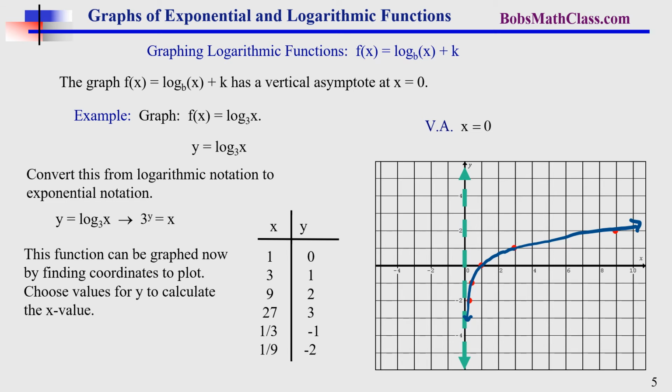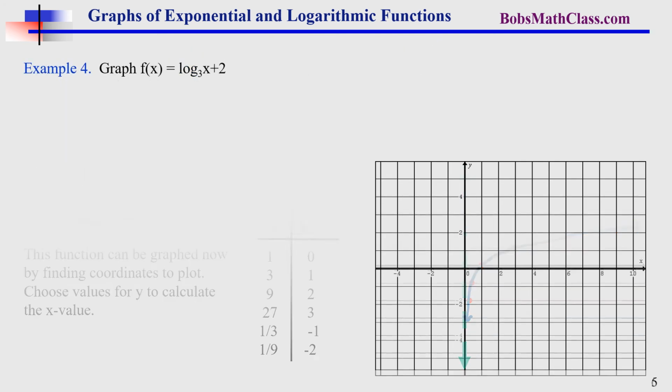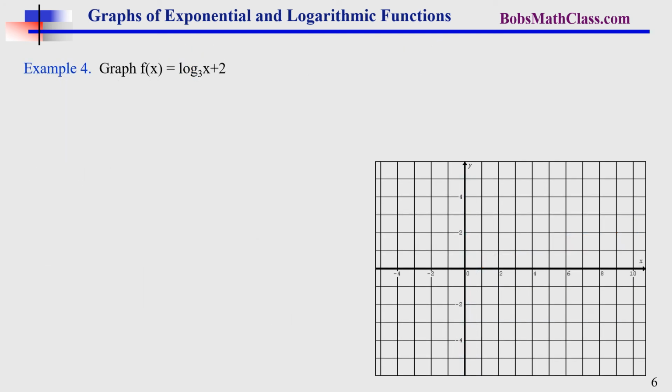All right, we'll try a couple more. This one's a little bit tricky, I know. All right, f of x equals log x base 3 plus 2. First of all, vertical asymptote. We just set our x equal to 0, and that's it. There's our vertical asymptote. Now we're going to replace f of x with y, and then change it to exponential form. But before we do that, we need to subtract 2 on both sides. So now we could change it. It'll be 3 to the power y minus 2 equals x.